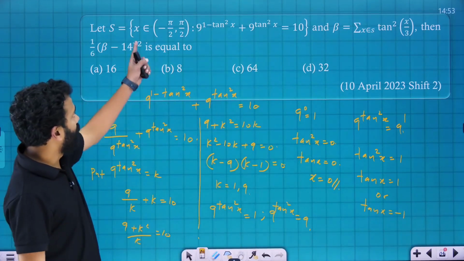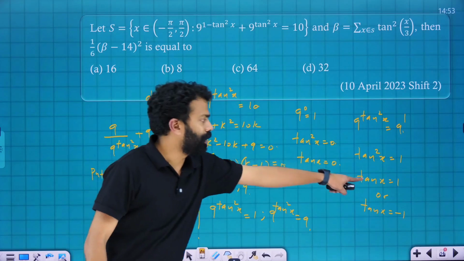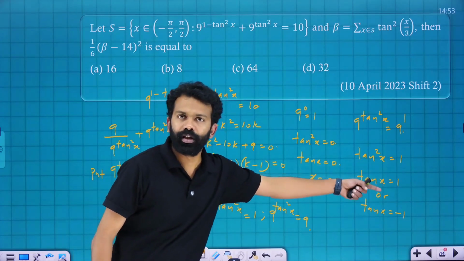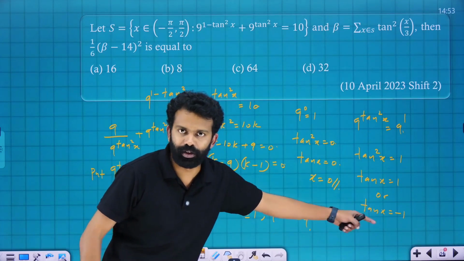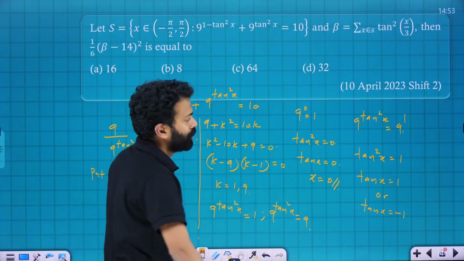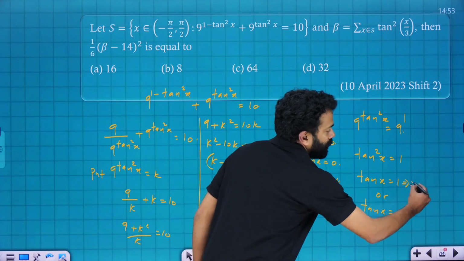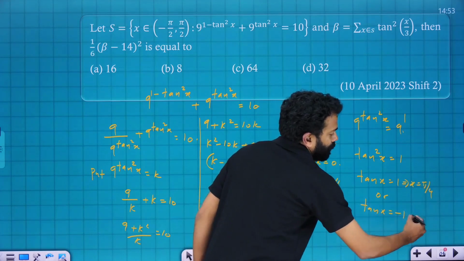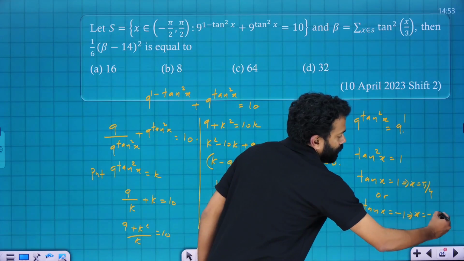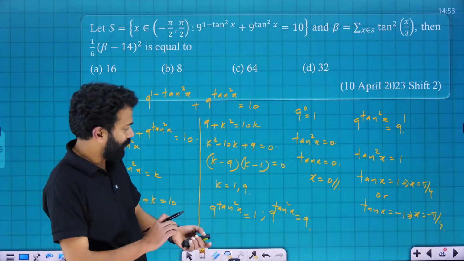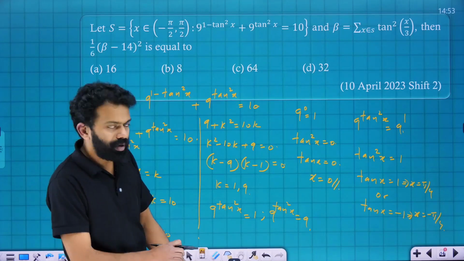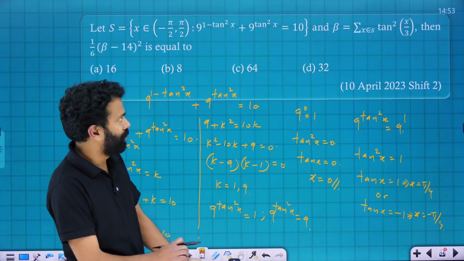Between minus pi by 2 to pi by 2, for which value of x is tan x equal to 1? Easy, pi by 4. And for which value of x is tan x equal to minus 1? That is also easy, minus pi by 4. Therefore, here x is equal to pi by 4, and here x is equal to minus pi by 4. So there are three values for x, that is 0, pi by 4 and minus pi by 4.